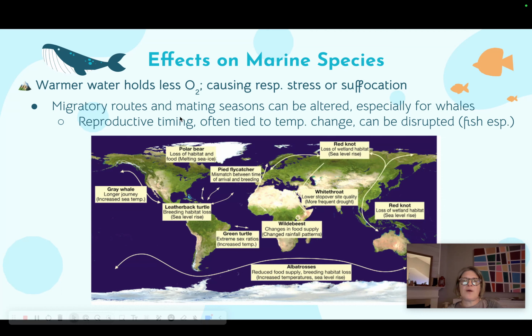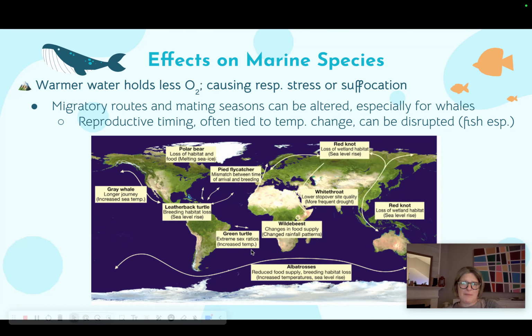We obviously have all heard about the issues with polar bears, but then the leatherback sea turtles are losing breeding habitat because of sea level rise. Green sea turtles, we're seeing extreme sex ratios that are being thrown off because of increased temperatures, which happens in some reptiles. If the temperature gets too hot, then mostly females will be born and there won't be very many males. This happens in alligators as well. So alligators would also be impacted by this.